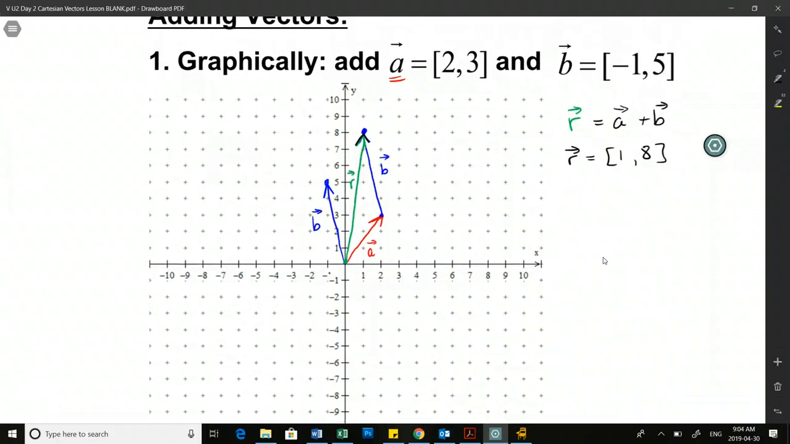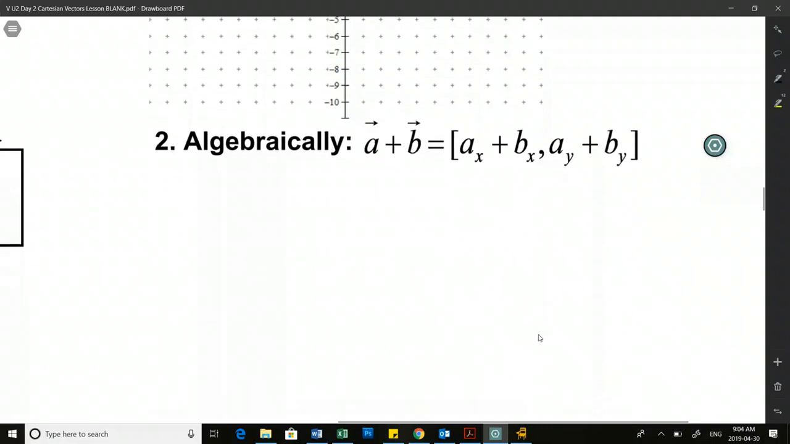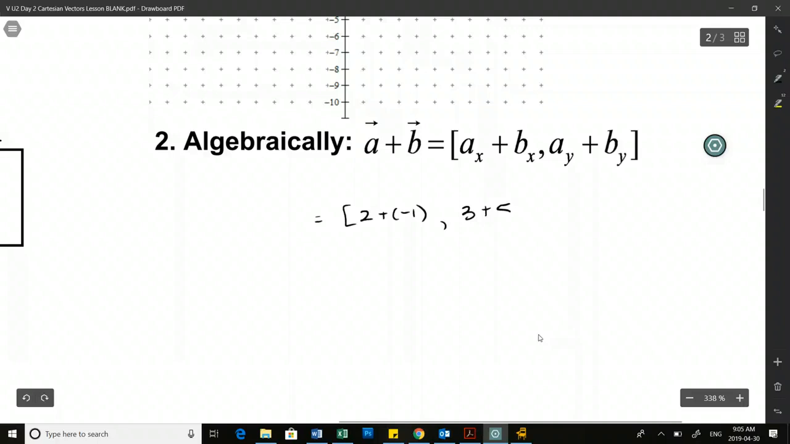So we can also see that if I'm adding the x components, I'm getting 1, and if I'm adding the y components here, I'm getting 8. So that should make sense both graphically and algebraically when we think about adding those vectors together. So algebraically, essentially, add your x components, add your y components, and you're done. So we would do our 2 plus negative 1, I think is what the points were. Yep, and then 3 plus 5, and we'd have our vector algebraically.